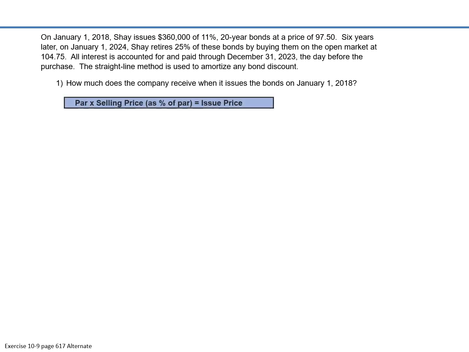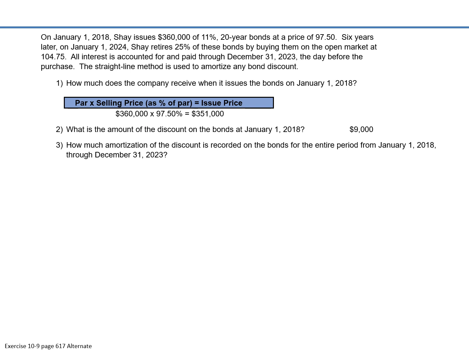Well, par value is 360,000 times the selling price at 97.5, 351,000. What's the discount? It's just the difference between the par and the selling price, right? So 360 minus 351, $9,000. So then how much amortization of the discounts recorded on the bonds for the entire period between January 1st, 18 and December 31st, 23?